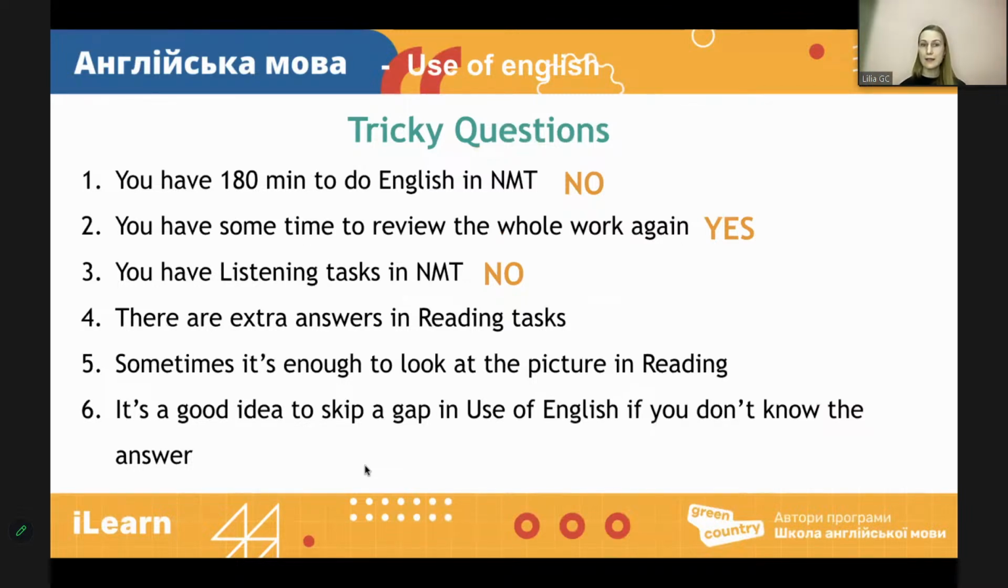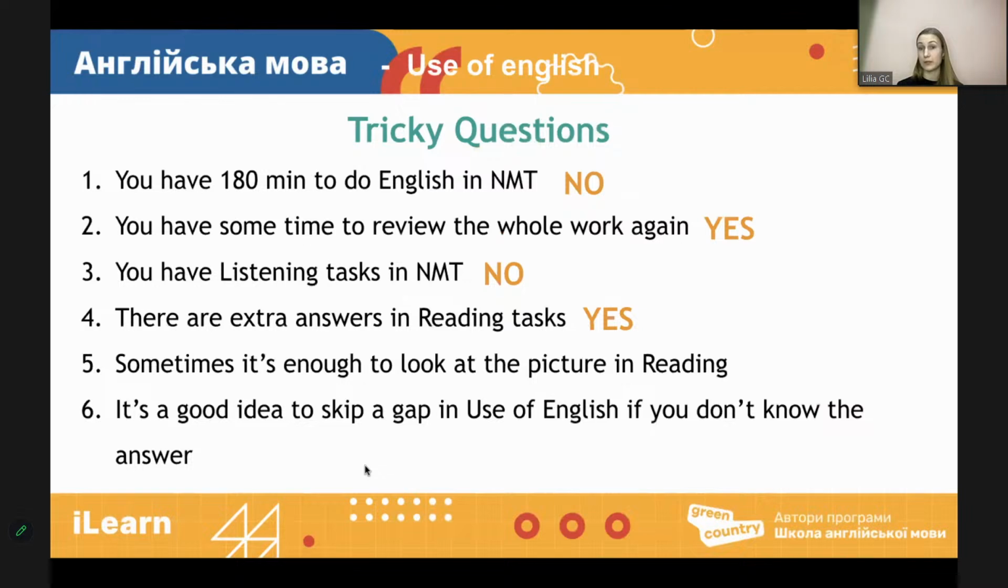Number 4, there are extra answers in reading tasks. So what do you think of number 4? Extra answers in reading tasks. Yes, no, true, false? Okay, that is true. Come on, just today we had some examples when we have only 5 pictures, but we have 8 options. So some of them are extra. Not all of them should match. And sometimes they on purpose put 2 very similar options, remember, like ecotourism and some environmental protection, just to make you confused a little bit.